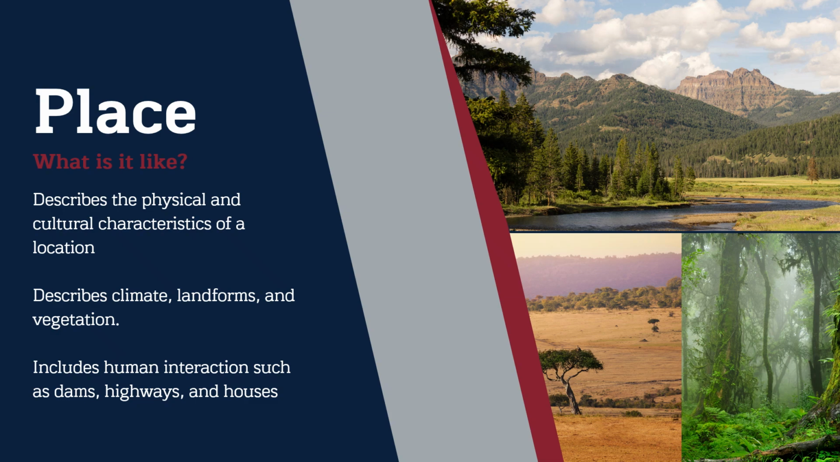Now, our second theme of geography is place. What is it like? Describing the physical and the cultural characteristics of a place. Describing things like climate, landform, the vegetation. That also includes how humans have interacted with that place. Okay, it has lots of trees, it has lots of buildings. That is you describing what that place is like.